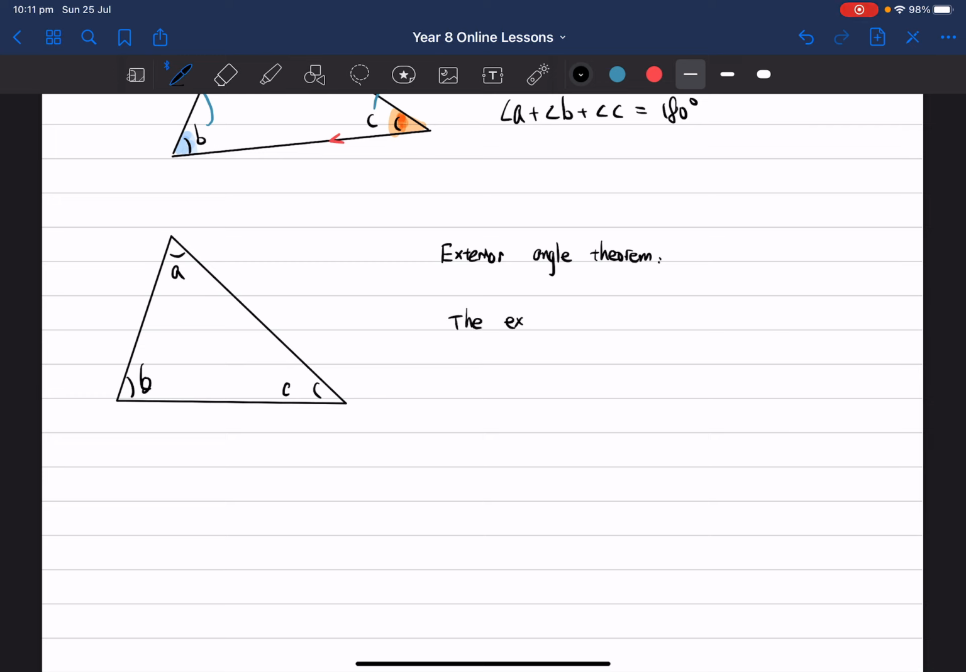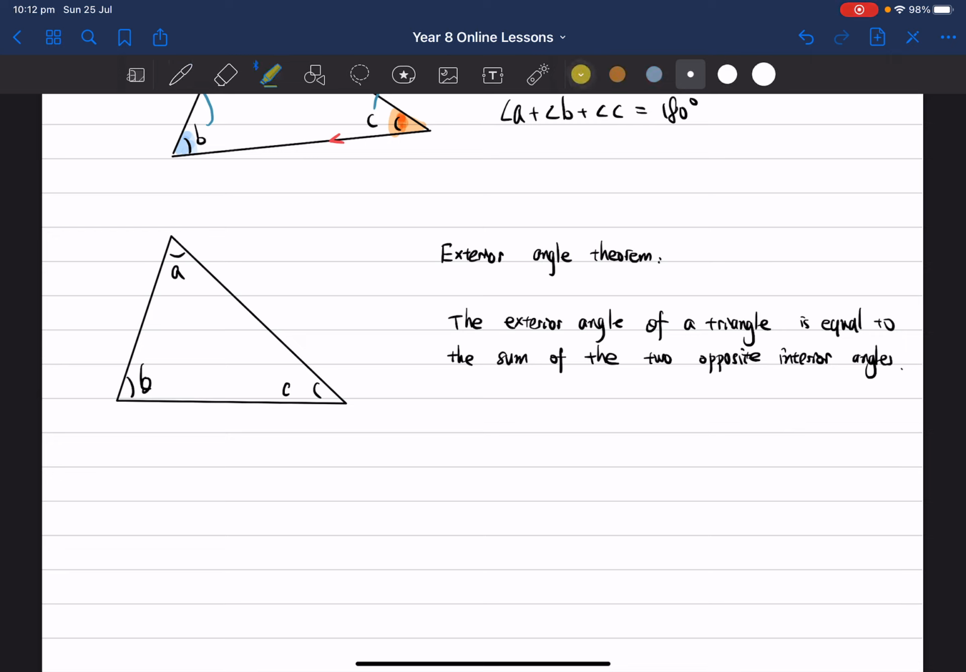So the theorem says the exterior angle of a triangle is equal to the sum of the two opposite interior angles. Sometimes it's pretty hard to understand from the wording here, so I'm going to draw the diagram for you, and then you should be able to see what that means. Let me highlight the important words: the exterior angle of a triangle is equal to the sum of the two opposite interior angles.